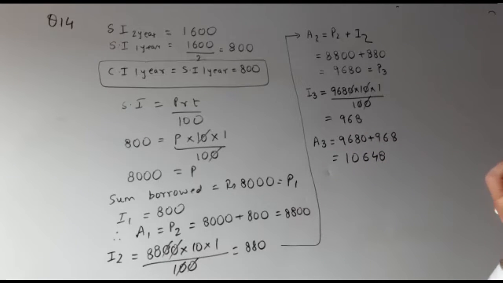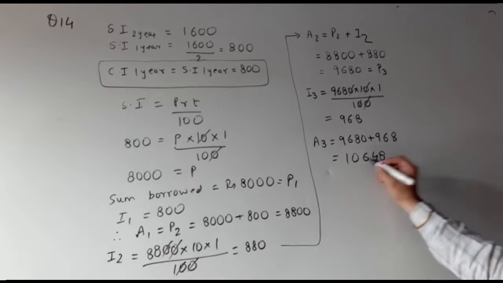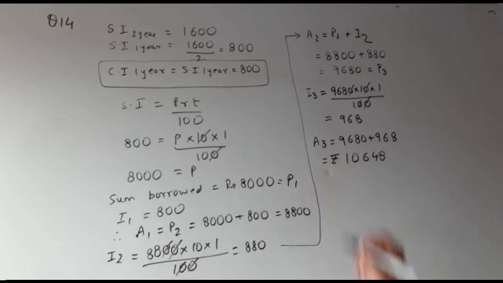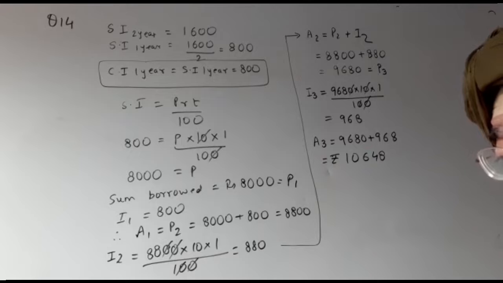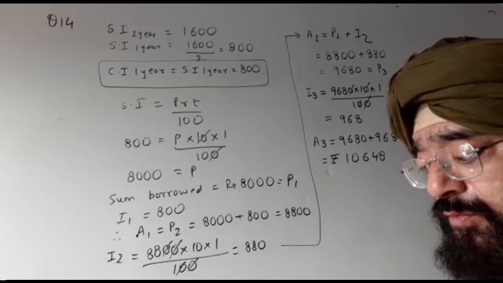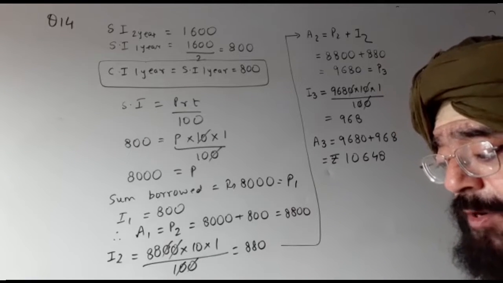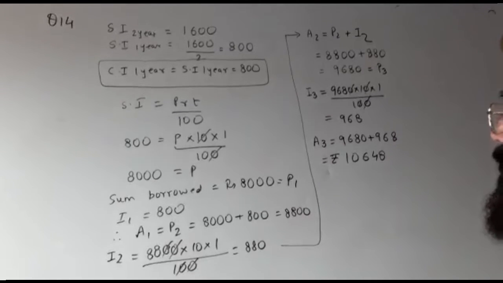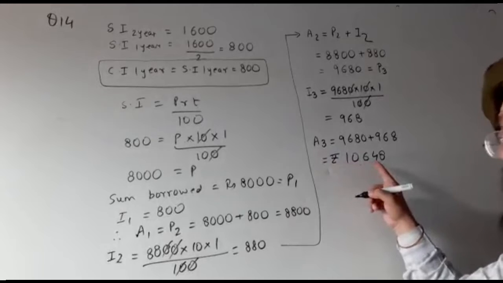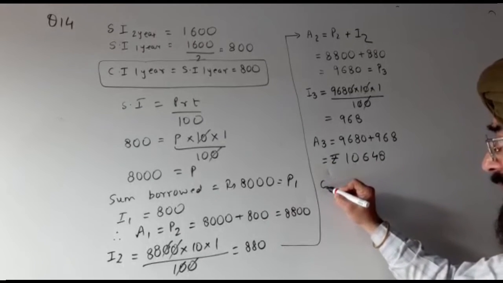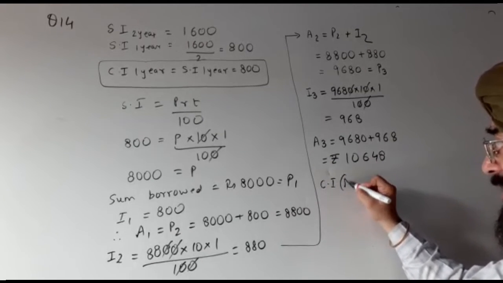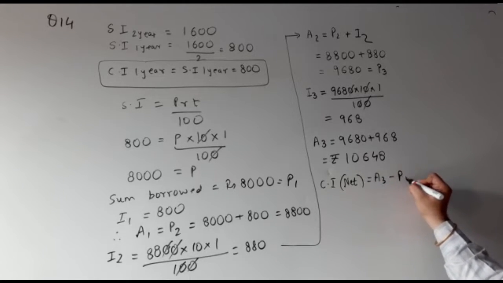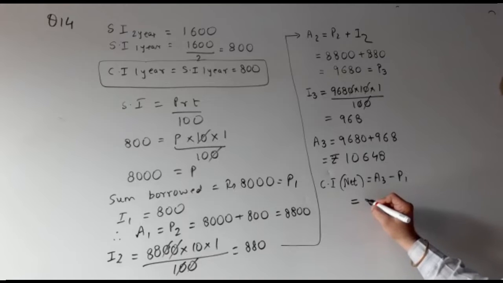Yes, you said it the same. So 10648 rupees. This is the final answer. That means we were supposed to tell the amount due and the compound interest on this sum at the end of 3 years. So very clearly amount due is 10648, but still we need to find the net CI, and that will be equal to A3 minus P1, and that comes out to be 10648.